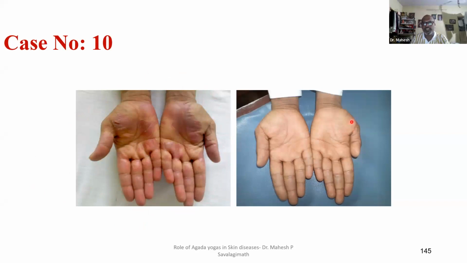When he came to us, I gave him Tiktagrita, Dushivisha and Arigyavardhini, Nalpamaradi for external application. 1.5 months or 2 months we gave and he's perfectly all right. I treated him in 2012 or 13 and he's still in contact with me and he has never developed it again, but he's using the same gloves.